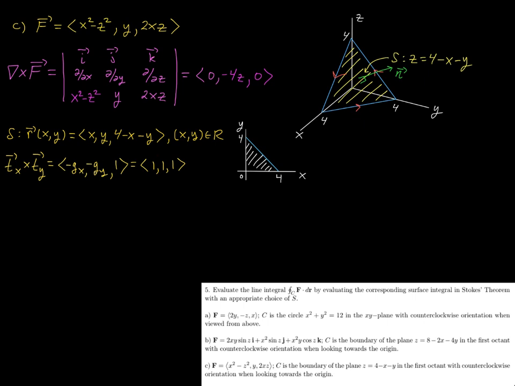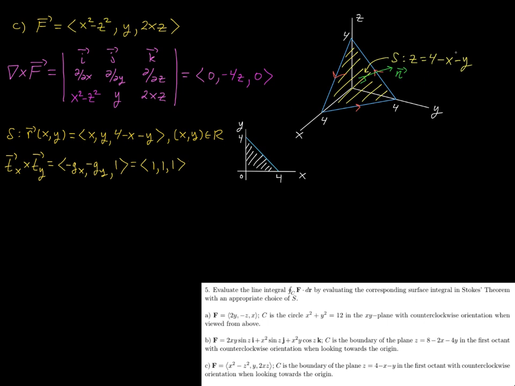Now for the normal vector to the surface, according to the table from the surface integrals worksheet, this is just (minus g_x, minus g_y, 1), where g of x, y is 4 minus x minus y. So that comes out to be (1, 1, 1). One thing we've got to check is whether this is pointing outward, and the answer is yes, (1, 1, 1) points outward. So we have the correct orientation for the surface.